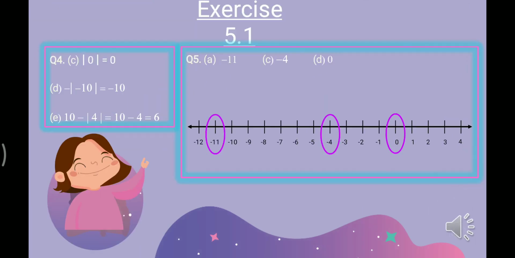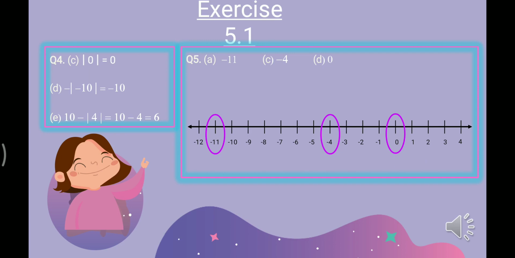In question number 4, we have to find the absolute values of the numbers which are inside the absolute sign or modulus sign, and simplify wherever it's required. For example, in C part, there's a mod of 0, or you can say modulus of 0. We know that 0 is neither positive nor negative, so positive 0 or plus 0 is written as 0 only. So its answer is 0.